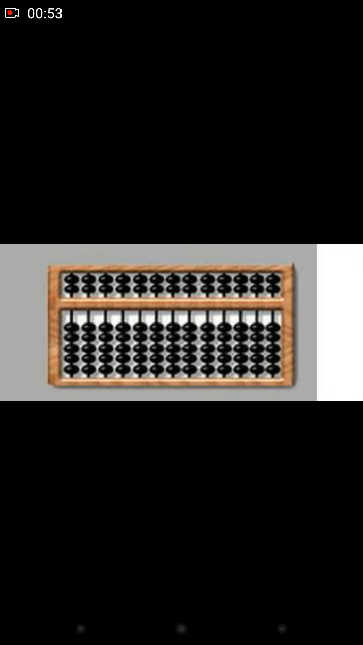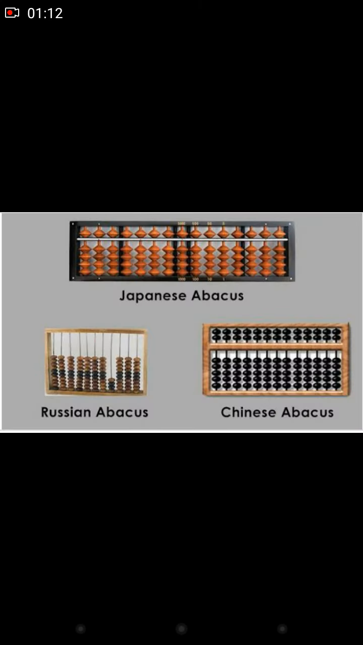The abacus was invented in China over 3000 years ago. It was the very first device to count things. It is a wooden frame with 12 or more rods and a crossbar which divides these rods into two parts. These are basically different types of abacus.